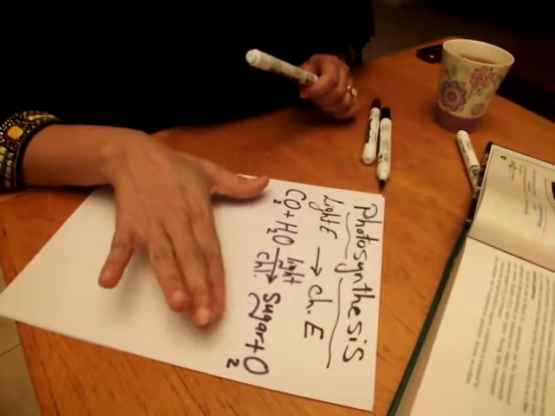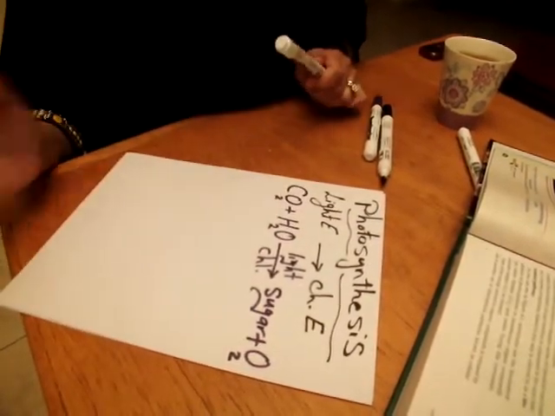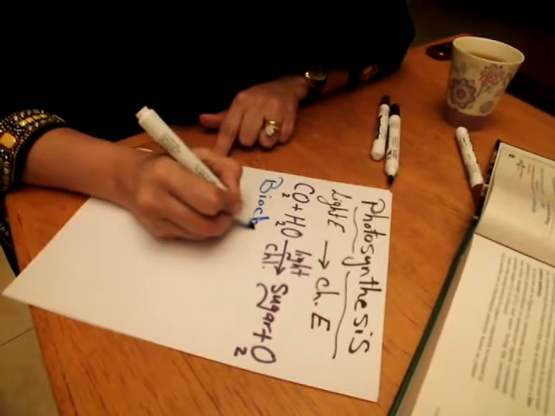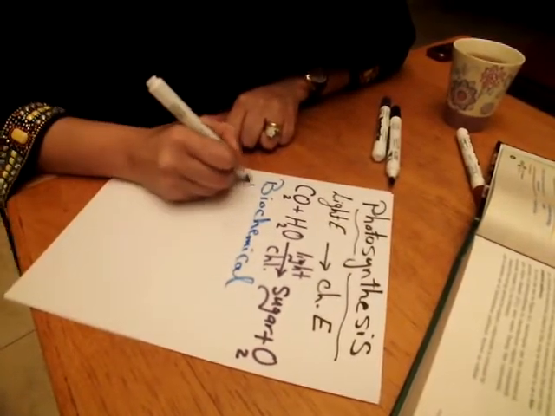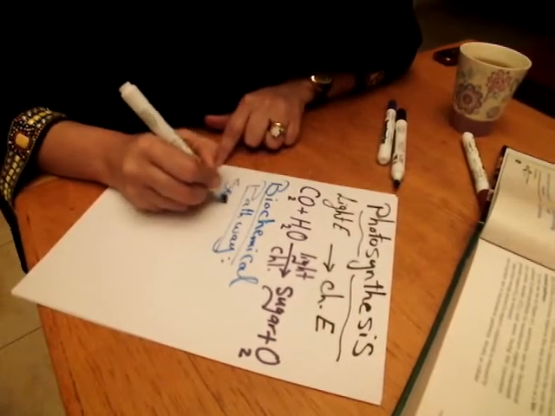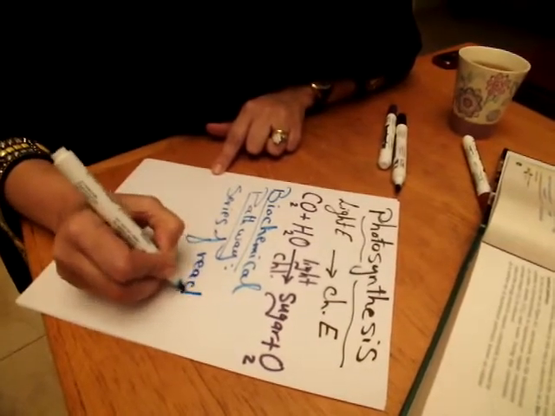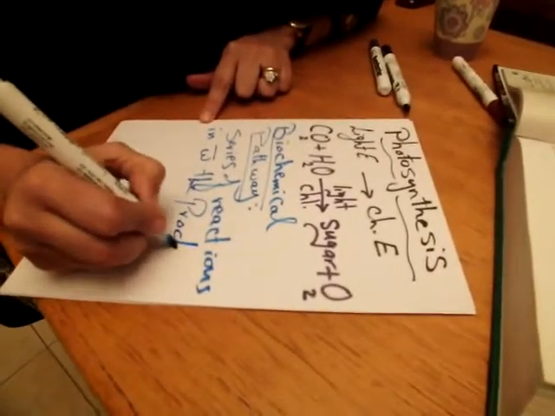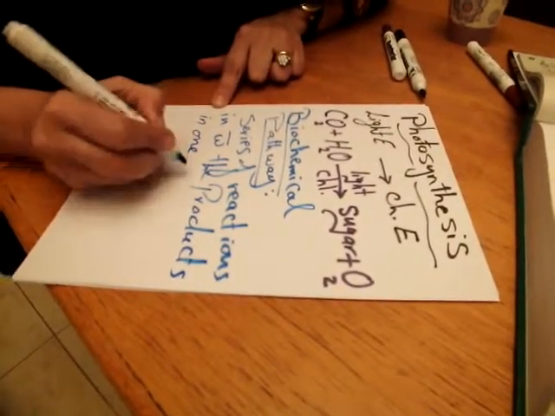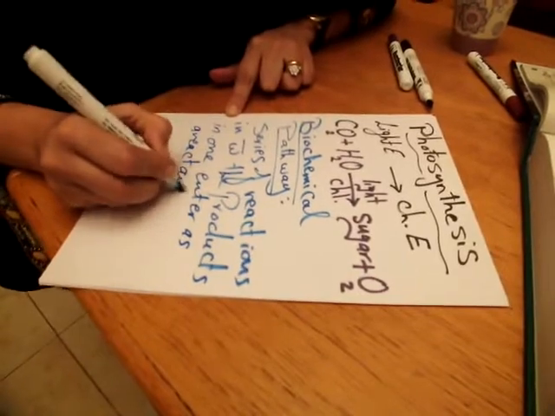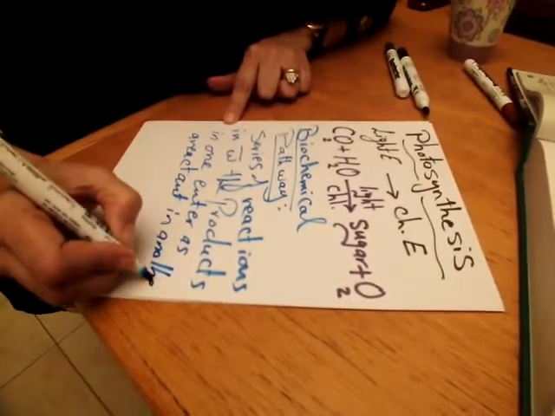So what is biochemical? That was science grade 5. Now we are in grade 10, so for sure we have to take something more detailed. Biochemical pathway is a series of reactions in which the products in one reaction enter as a reactant in another. What does this mean?